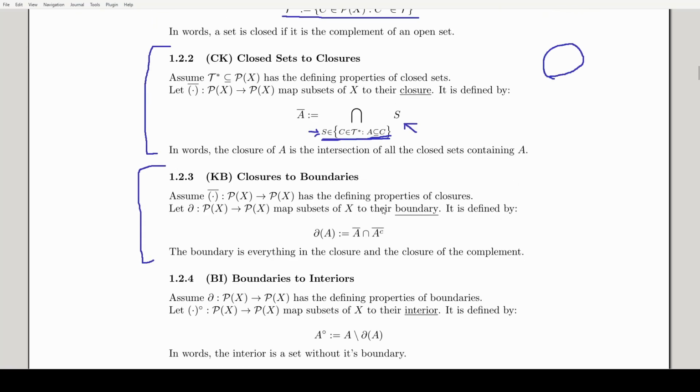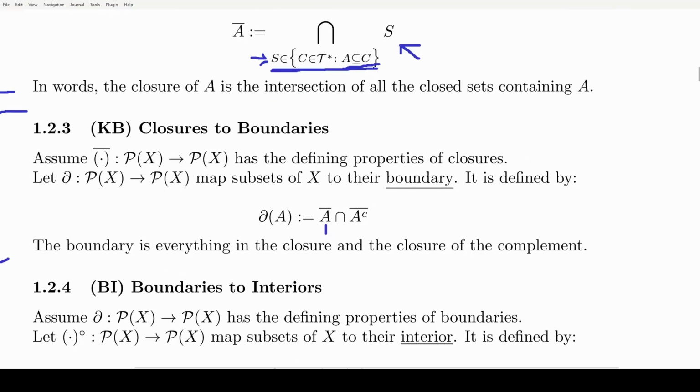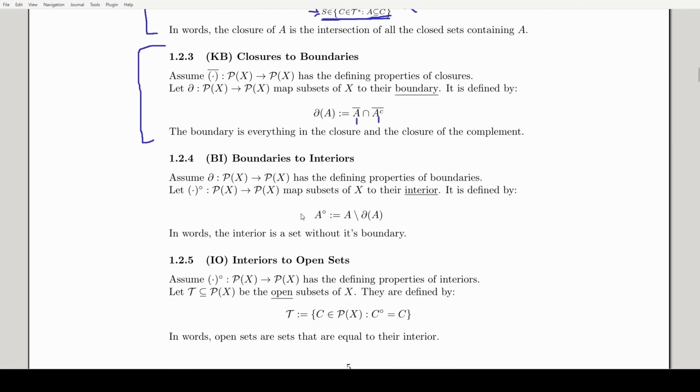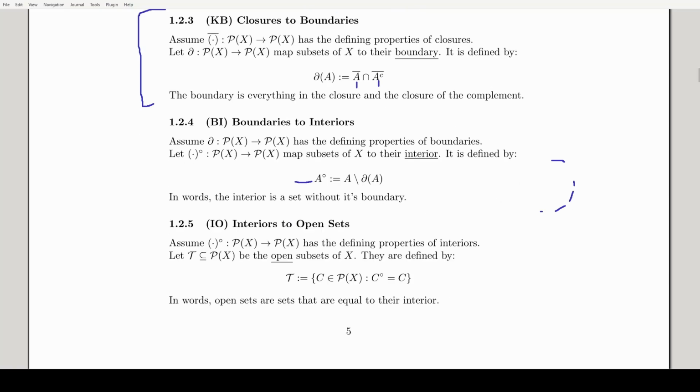This one's one of the more simple ones. The boundary is everything the inside and outside touches. So this is everything the inside touches, and this is everything the outside touches. The closure adds everything the outside touches. Hopefully that makes sense. And then next is the interior, and it removes everything the outside is touching, and the boundary is the stuff in A the outside touches. So if you remove the boundary, you remove everything the outside touches, and you get the interior.